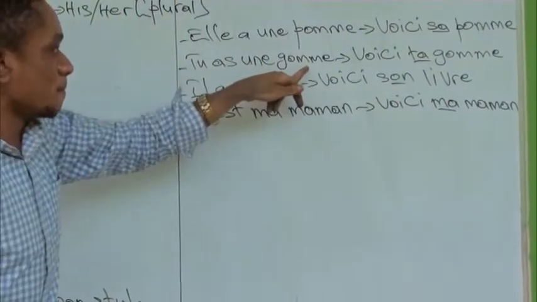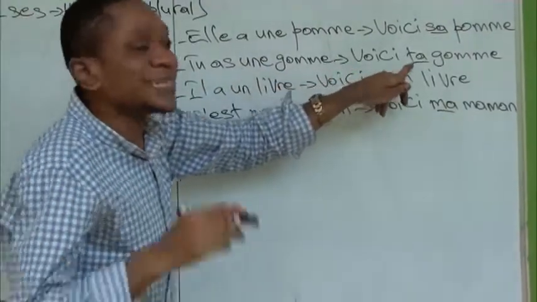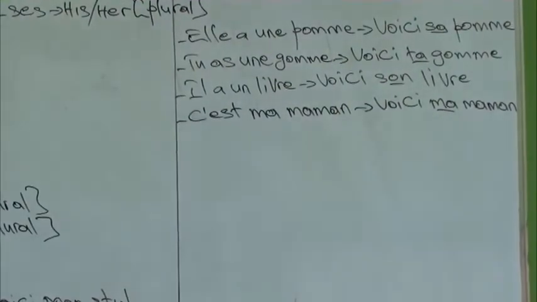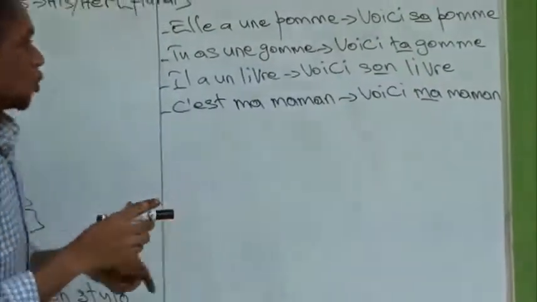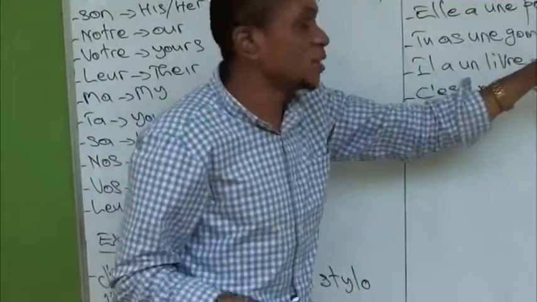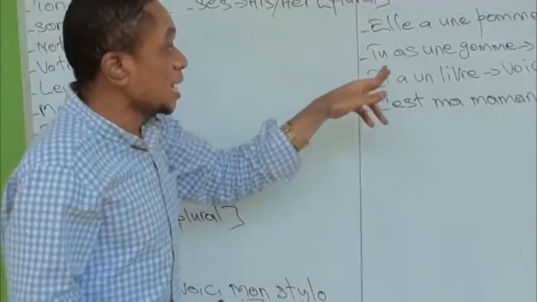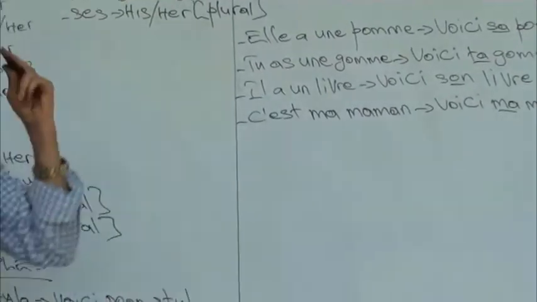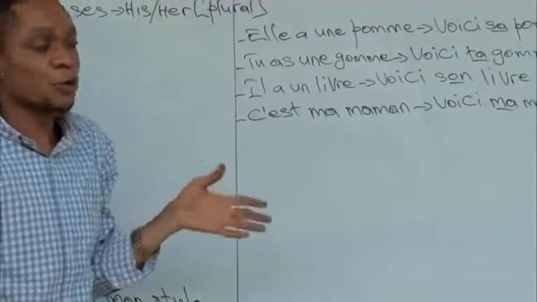Tu as une gomme. You have a rubber. Voici ta gomme. We are using ta. Mon, ton, son, notre, votre. Ta means your. Okay? Tu as une gomme. Voici ta gomme. So when you see this, the first thing to use is voici in all questions according to this lesson. It's just very simple. First of all, you have to think. So you're talking about someone, maybe your friends or someone else, right?